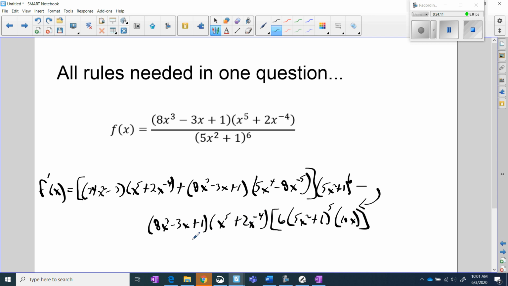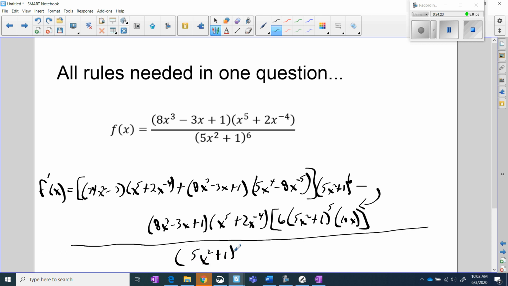Now, of course, if I had room, all of this would be sitting over here, and then I'd put one big line. So all of this would be divided by the denominator squared. So it's already to the 6th. So when you square something to the 6th, it's going to end up to the 12th. There you have it. So that uses all rules of differentiation in one question. Power rule, product rule, quotient rule, chain rule, all used together.